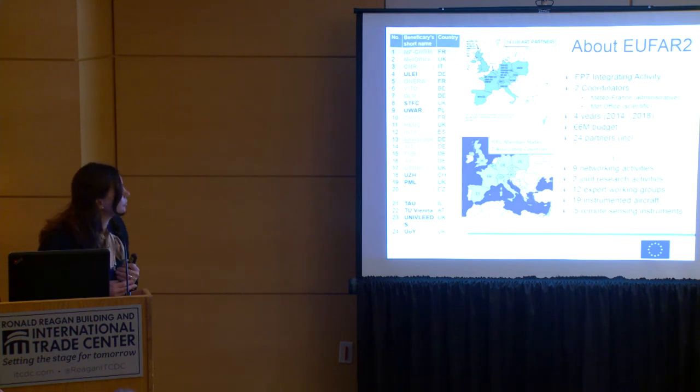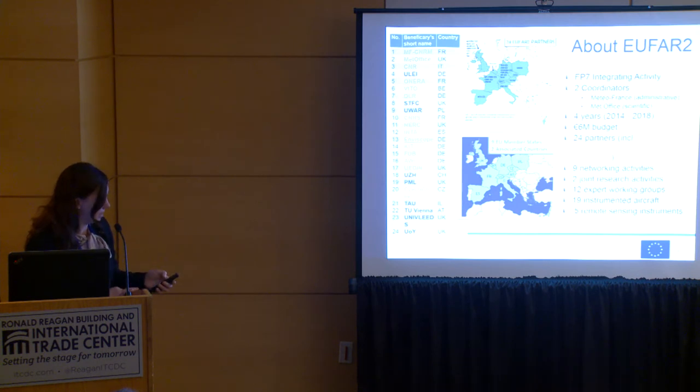Okay, so about EUFAR2. The network consists of about 15 aircraft and instrument operators, so they're indicated here in orange. Most of the operators operate instrumented aircraft, but you also have a number of operators who only provide an aircraft, and other operators provide the instrument, like for example for some hyperspectral remote sensing instrument, that's the case. So there are 9 networking activities, 2 joint research activities, 12 expert working groups, 19 instrumented aircraft, and 5 remote sensing instruments. You can see all the countries that are involved.